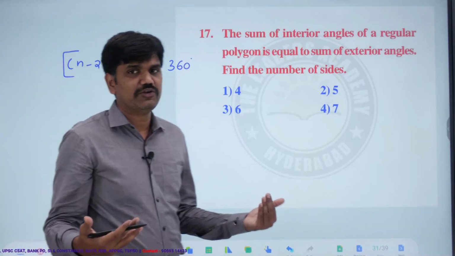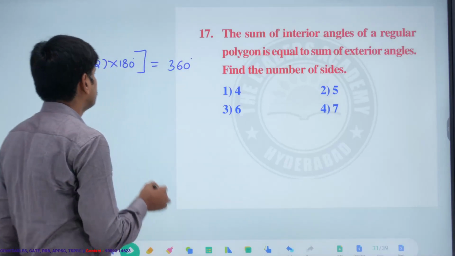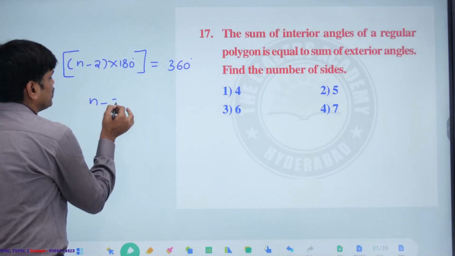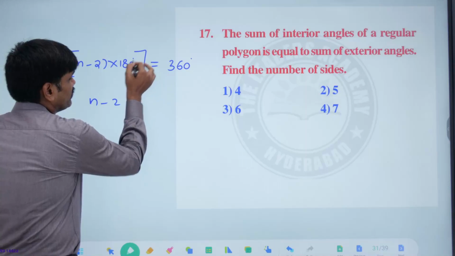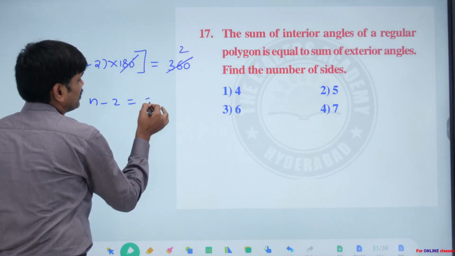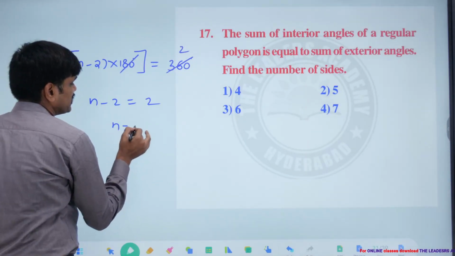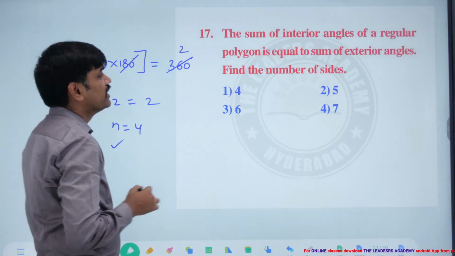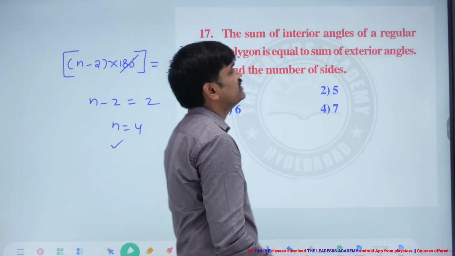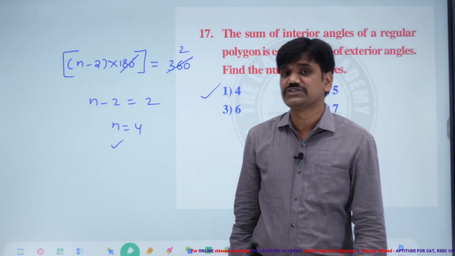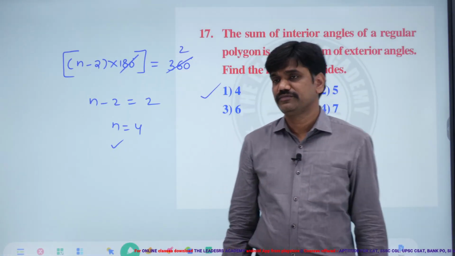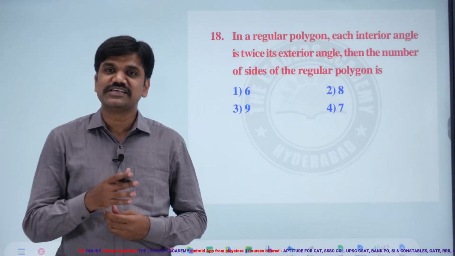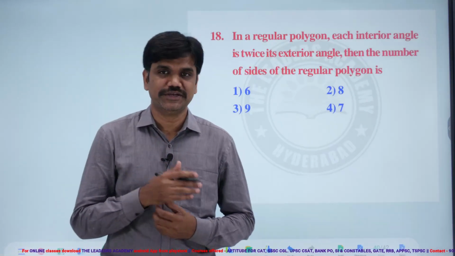What I need is the value of n, the number of sides. Solving this, it will give you how much? (n minus 2) into 180 equals 360. n minus 2 is equal to 2. Hence I can say that n is equal to what? 4. Hence the number of sides is 4. Next, let's have a look at problem number 18.